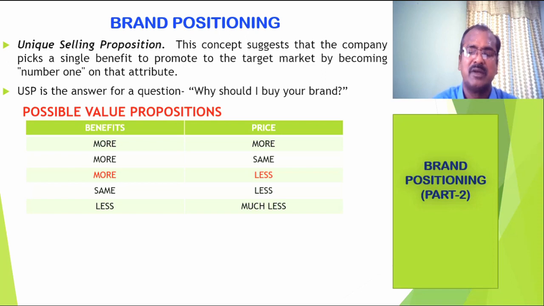More for the same. We give you more benefits, but you pay the same old price. Third strategy, the best strategy for the middle class consumers market. For the FMCG products which target the middle class consumers, this is a best winning value proposition. What is that? More for less. We give you more benefits, you pay a lesser price. Not even the same price, you pay a lesser price.